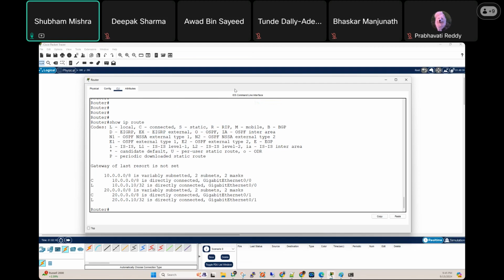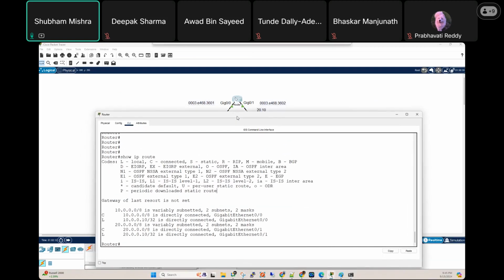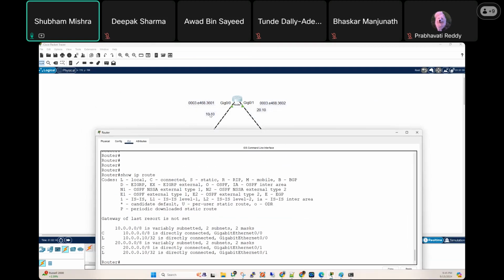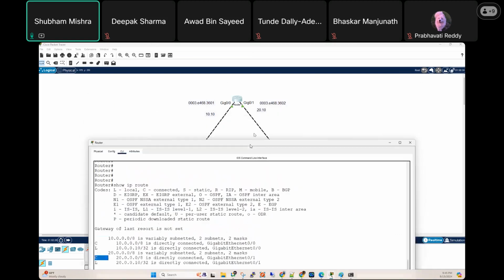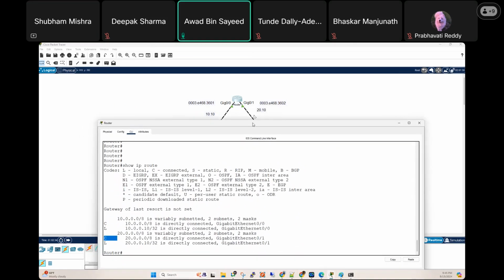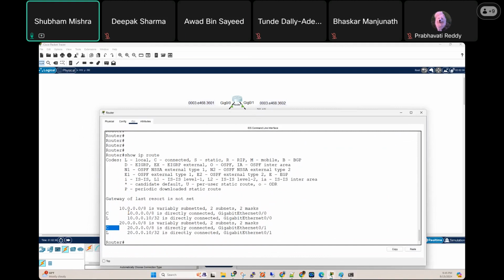See now, for example, on this router I configure 10.0.0.10 as well as 20.0.0.10. Yes or no, everyone? So see what I am getting. C means directly connected. It means the 10 network as well as the 20 network are directly connected with this router. Agree, everyone?